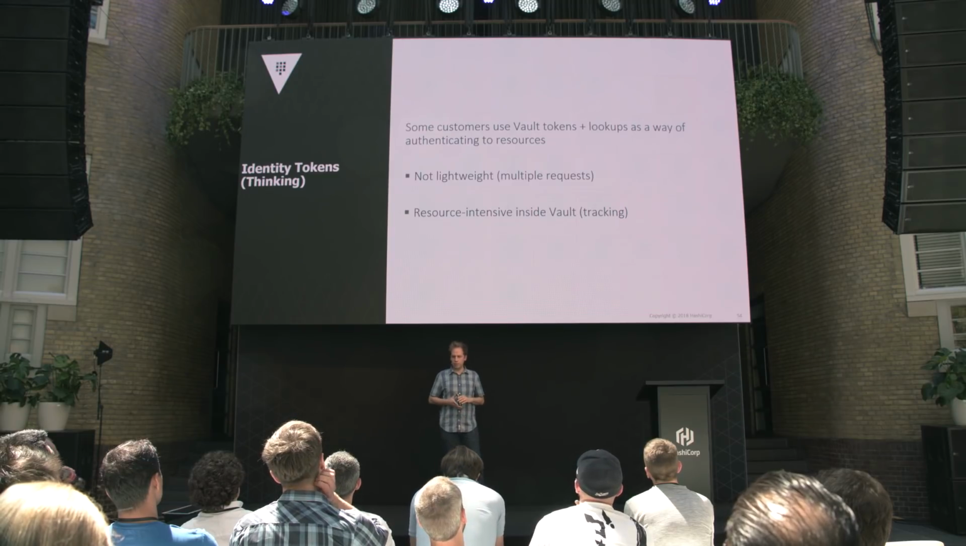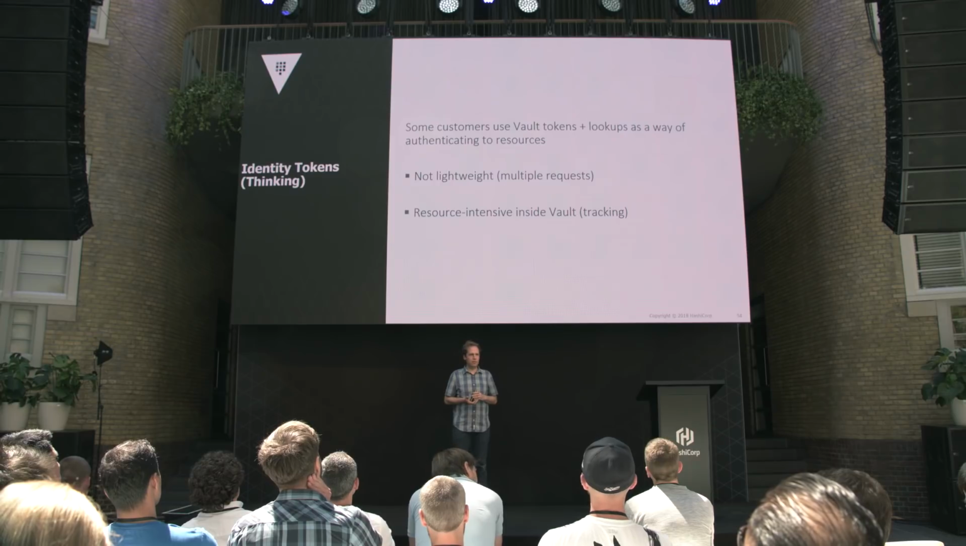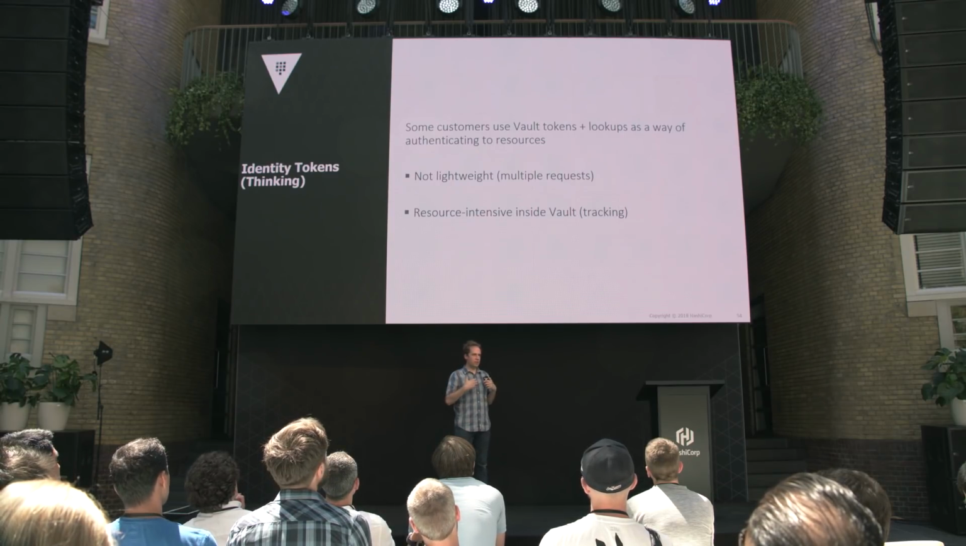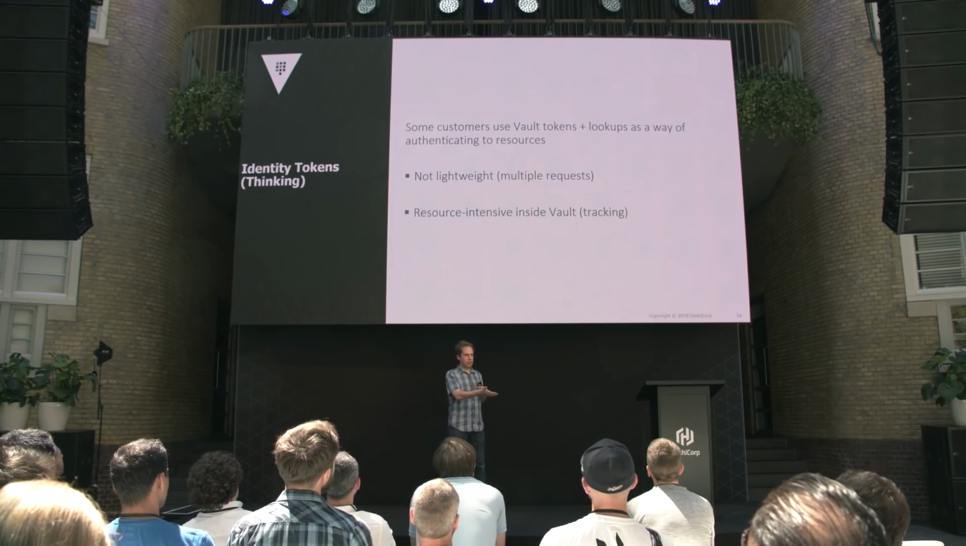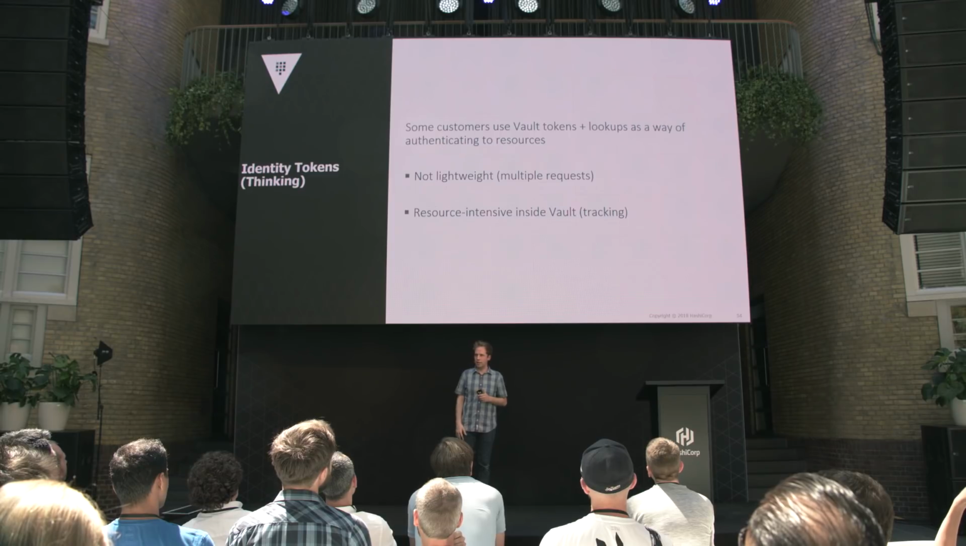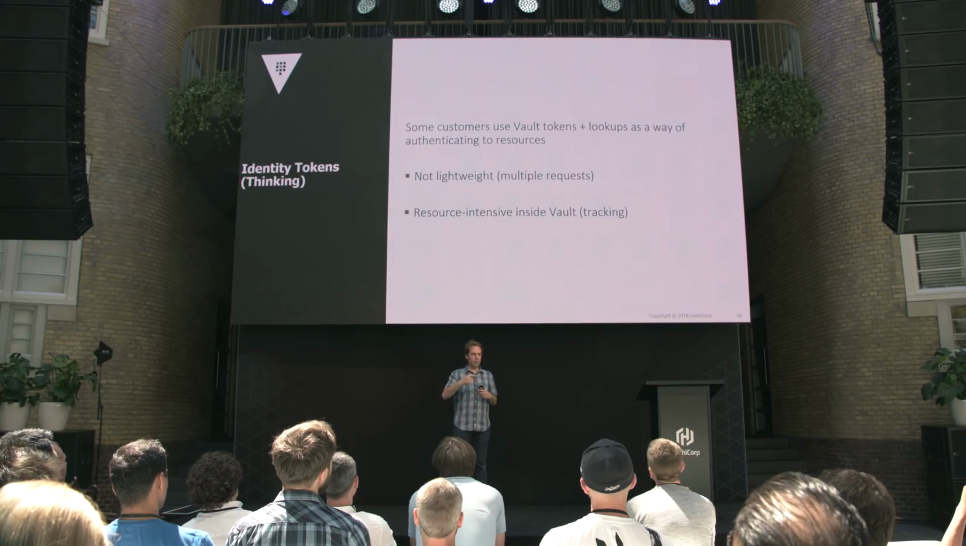Some customers use Vault tokens and lookups as a way of authenticating to resources. We've heard this a few times. The general idea is they'll say, I have a token, and I would like to mint a child token that has a subset of my policies, with just one single policy. Then I give that token to a third-party web server. That web server then calls Vault and says, do a lookup on this token. Does it have this policy attached? And if so, I'm authorized.